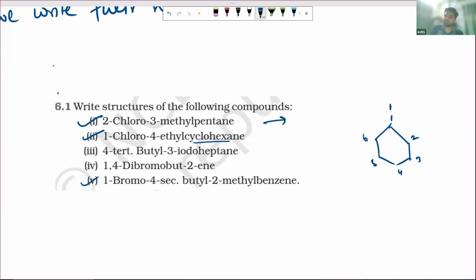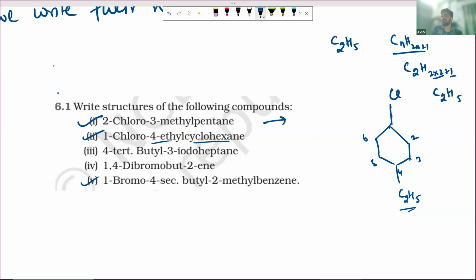At the first position, you have 1-chloro, so write the chloro group here. And then 4-ethyl: at the fourth position, you have ethyl. Ethyl means C2H5. The formula for the alkyl group is CnH2n+1. So if it is 2 carbons, it will be 2 into 2 plus 1, that is C2H5. This is for the ethyl group. Got it? Yes, sir.